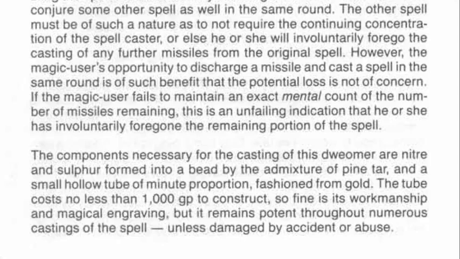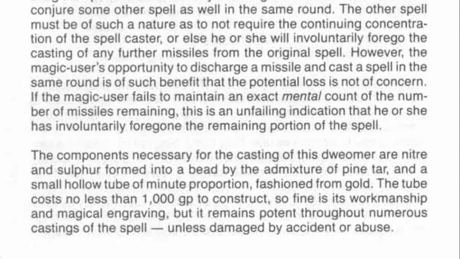One of the sentences that really bugs me in this description is the one about the magic user failing to maintain an exact mental count of the number of missiles remaining. Some people interpret this as the player maintaining the count, which seems to go against everything else in RPGs. You are not your character. Your character can know things you don't, which is why you'll roll a wisdom or intelligence check.